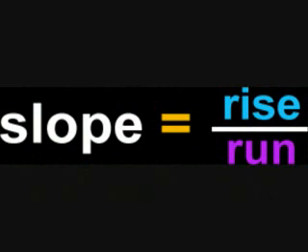The slope here is created by the wire we will use to connect the two trees. If we do rise over run, we get 27 feet over 250 feet, which equals 0.108. So the slope of the zip line is 0.108.